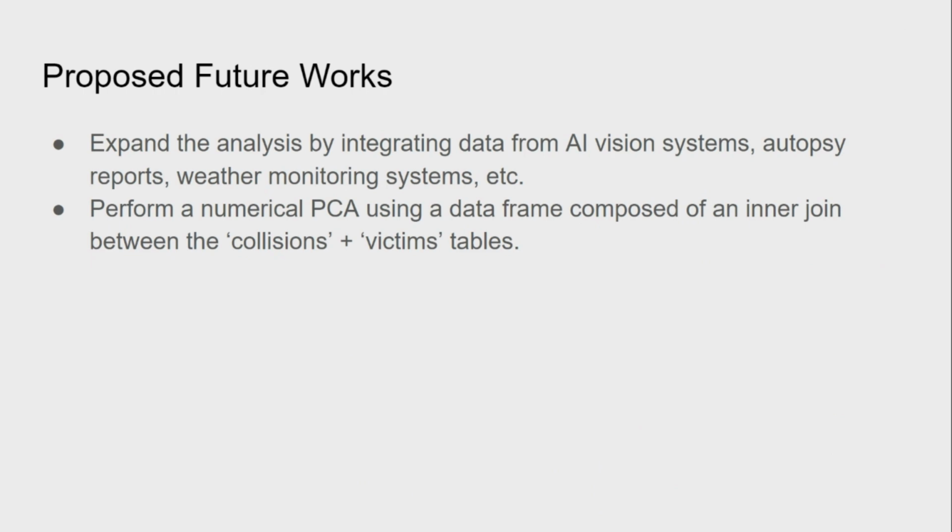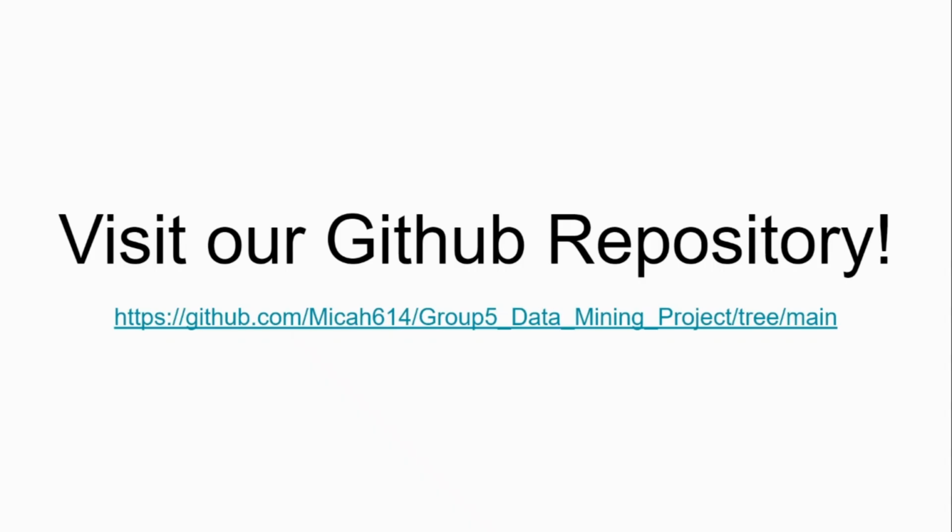Some of the proposed future work that we have in mind for this project includes integrating data from alternative sources such as AI vision systems, autopsy reports, or weather monitoring systems. We would also be interested in performing a rigorous numerical PCA on the interjoin between collisions and victims tables to examine more information about the victims of collisions.